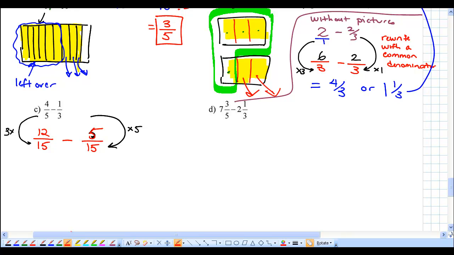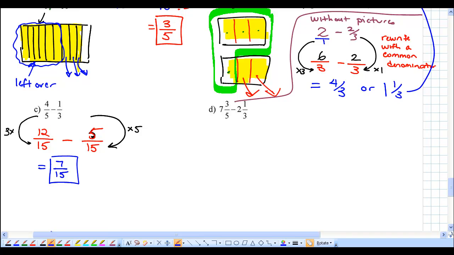Now, what's 12 fifteenths minus 5 fifteenths? 7 fifteenths. Congratulations. Done. Okay. Straightforward? Feeling good? Okay, let's try the next one then.